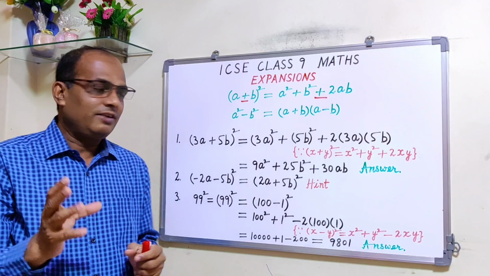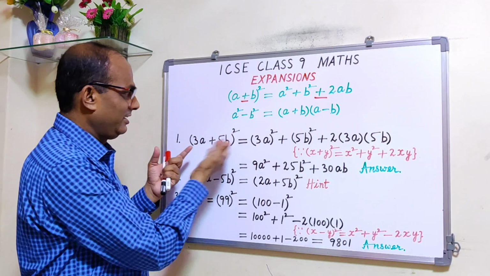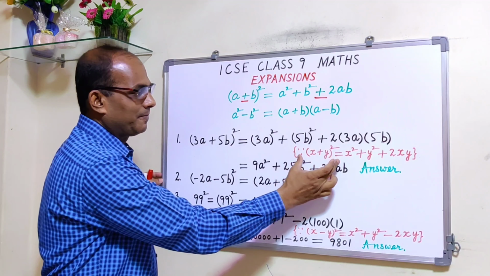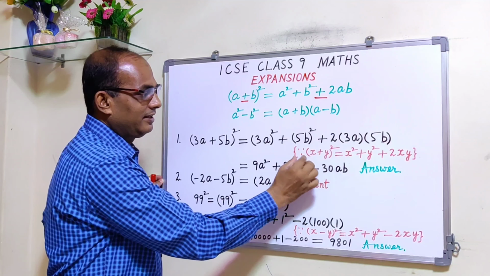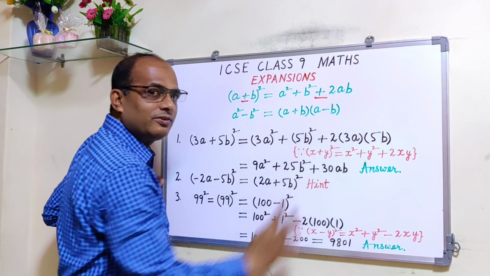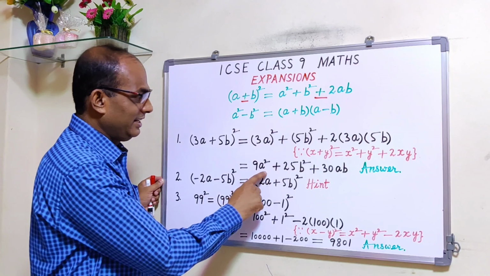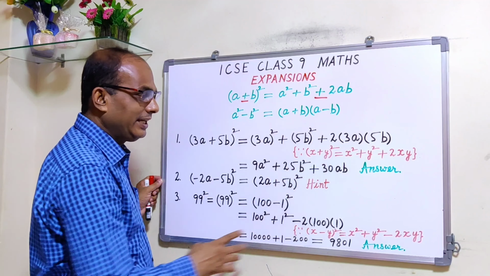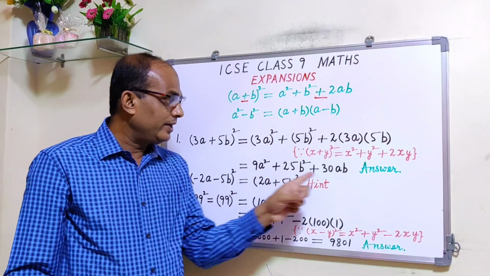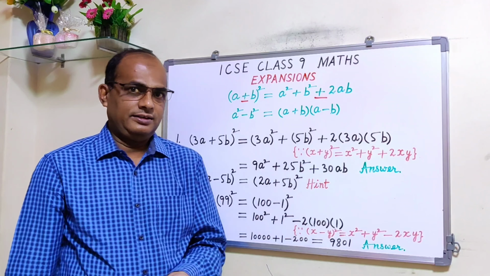And in your lower classes, I have seen you write the formula in a weird way somewhere, so please write down like this. Since x plus y whole square is x square plus y square plus 2xy. So this is the answer, 9a square plus 25b square plus 30ab, or 9a square plus 30ab plus 25b square. Either way it is correct.